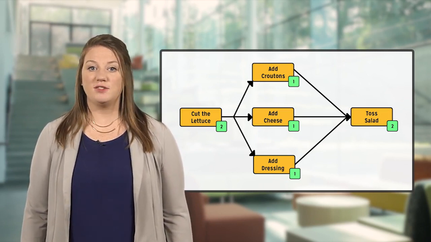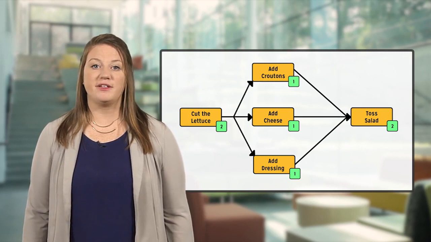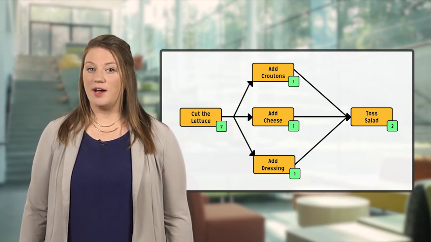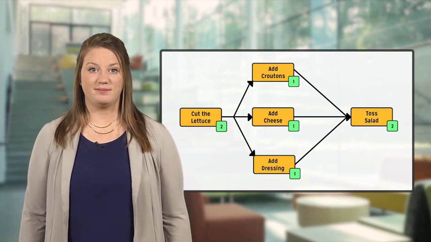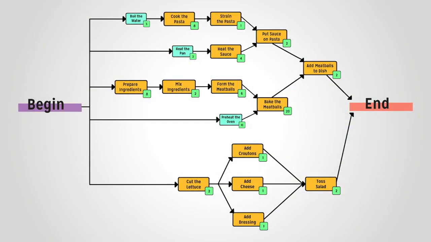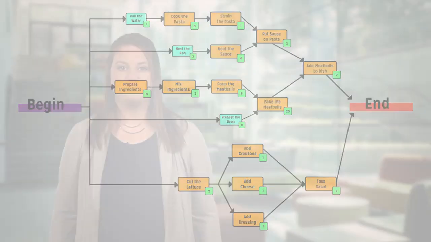It would take 2 minutes for the lettuce, 1 minute for our parallel tasks, and then 2 minutes to toss the salad. Now we can combine our charts. Here we have our full CPM chart. It illustrates all of our task dependencies and points of coordination. This is a great first step towards generating a schedule.